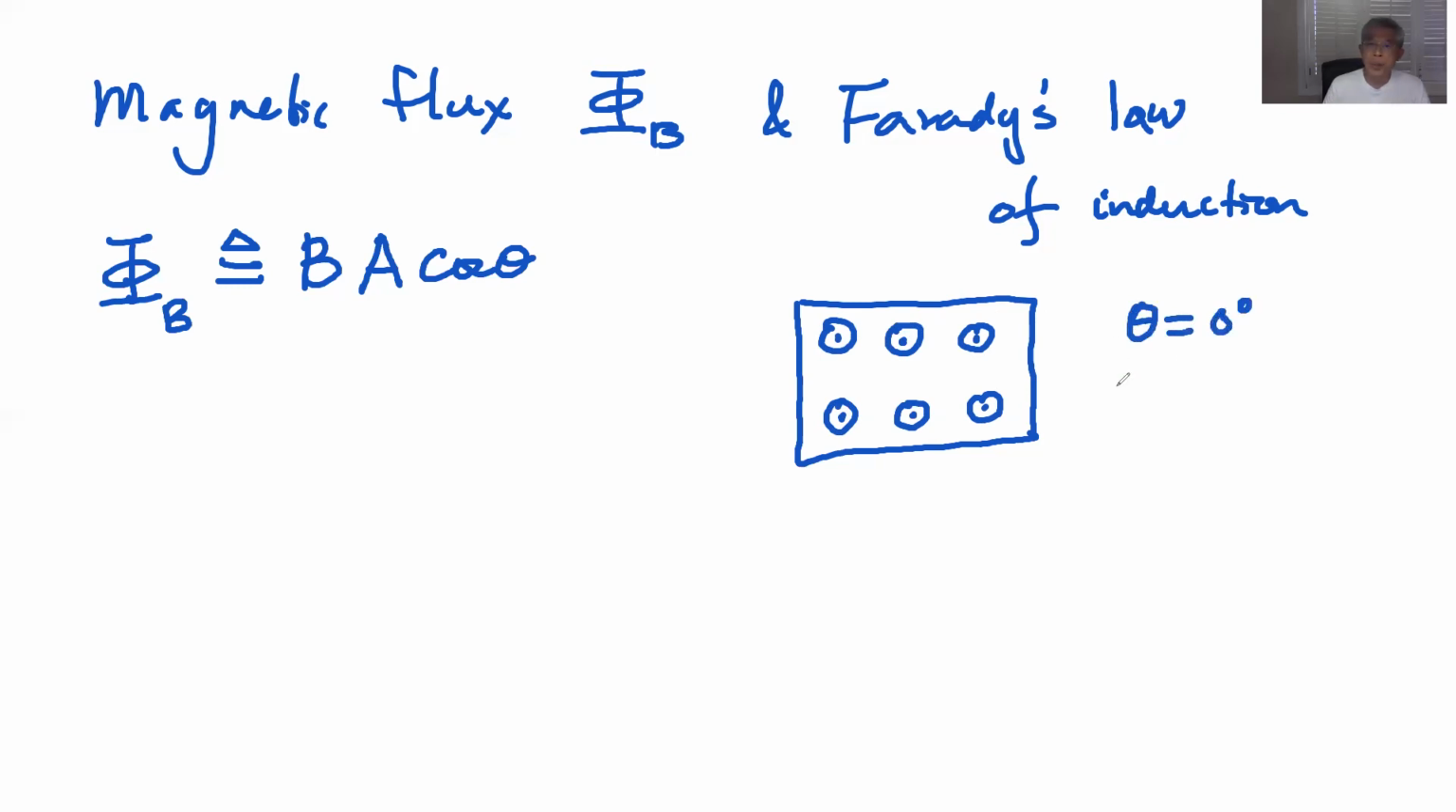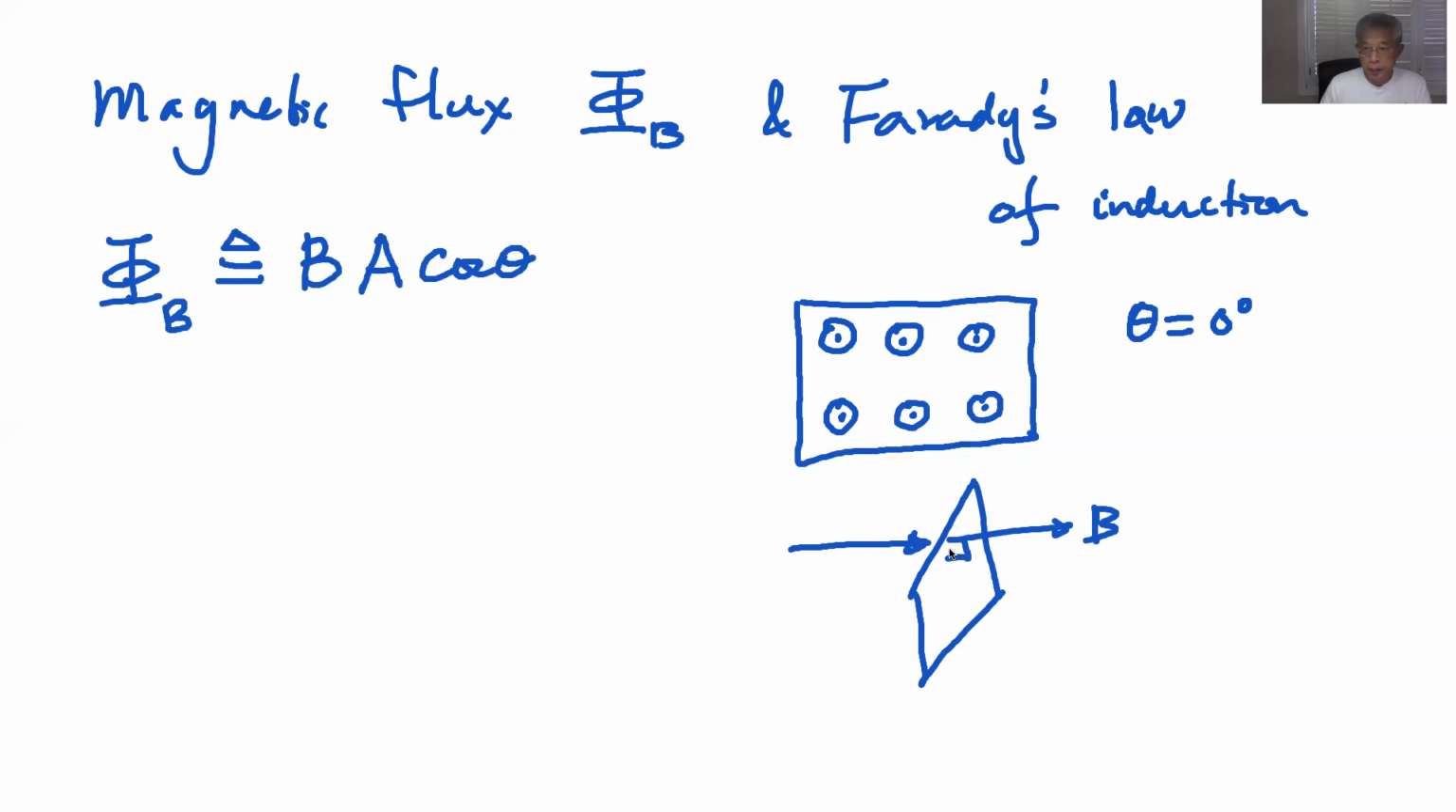Okay, so what are we looking at? If you look at it from the other angle, this will be like this, and this will be like that. This is the area, and the B is at 90 degrees to it. But the theta that we're talking about is this one here.